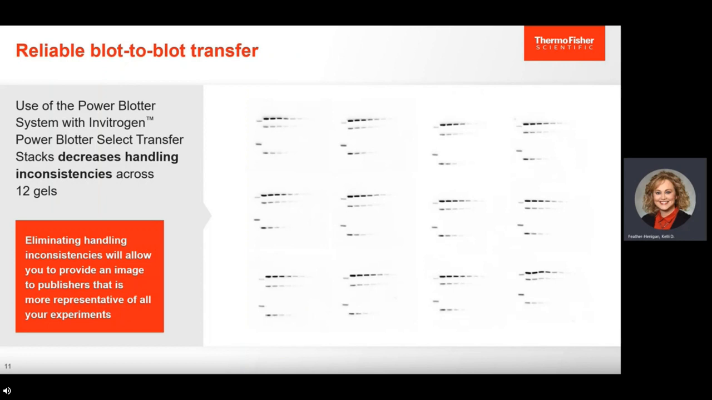These data show the reliable blot-to-blot transfer performance that can be achieved by decreasing handling inconsistencies. In this example, 12 individual Bolt 4 to 12% Bis-Tris Plus gels were transferred using the Power Blotter with the Power Blotter Select stacks, and each blot was probed for the same target protein. The transfer results are very consistent across all 12 transfers, demonstrating how the elimination of handling inconsistencies will allow you to provide images to your publishers that are more representative of all of your experiments.